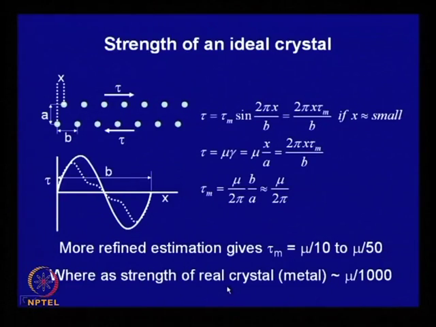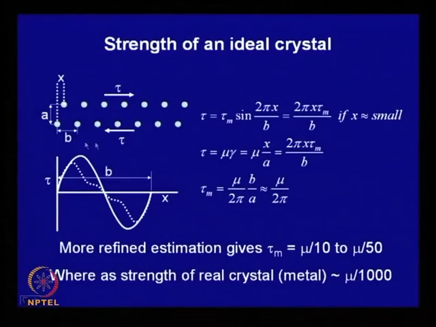Now, let us try and find out the strength of an ideal crystal. We have seen a crystal is a periodic array of atoms, and each atom will have some potential field. So, when you have to move a part of the crystal over the other, across the slip plane the movement will be in a periodic stress field, which is shown schematically over here.